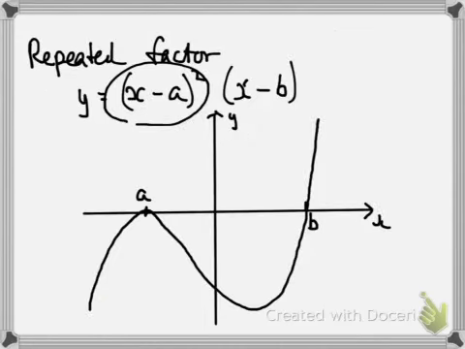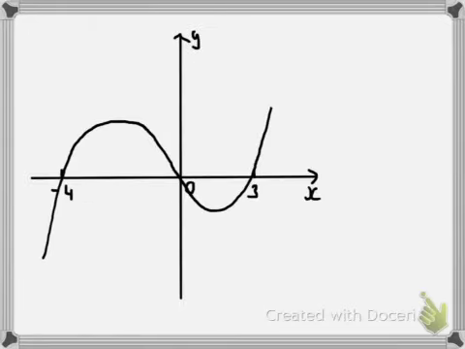When you've got a power associated with the brackets, like here, you've got x minus a squared, that would mean that at a, the graph bounces or reflects off that point. So it also becomes a turning point, in this case a maximum. Okay, so that's a repeated factor. If you've got a squared associated with the bracket, at that intercept, the graph bounces off the axis. Alright, first question now is this one.